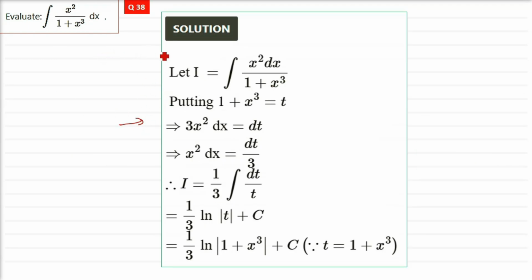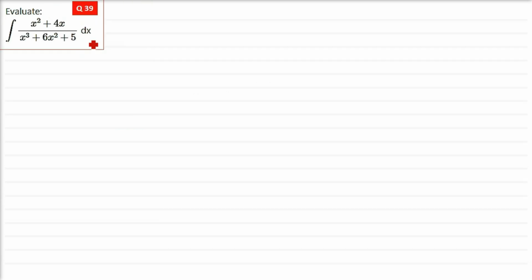So again, very straightforward question. If you have done previous exercises well, this will be a piece of cake for you. Now again, we will just see the denominator. If the denominator is able to provide us the numerator, if this is the case, this will be simply a log modulus t question.